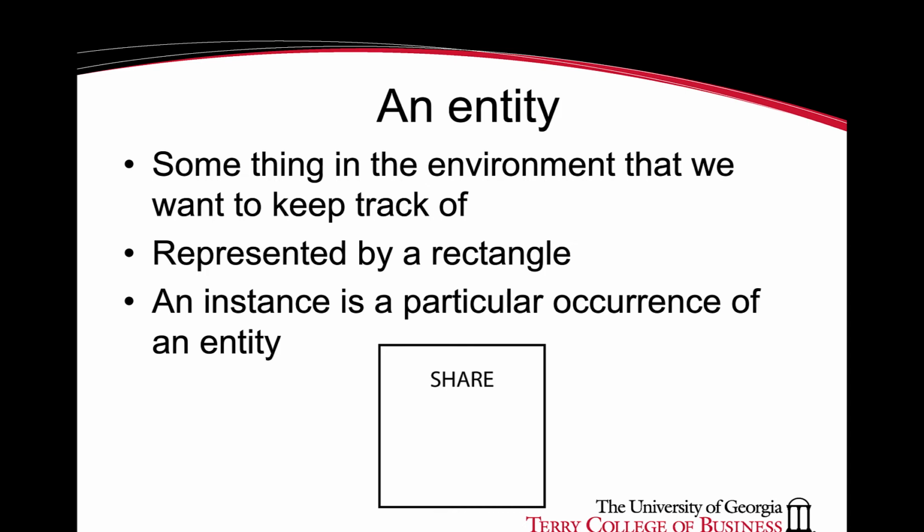An entity in a data model is typically represented by a rectangle or a square box of some shape. An instance is a specified occurrence of an entity. For instance, one student is separate from another student. Each student is an instance of the entity student.